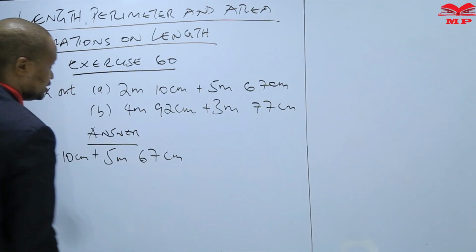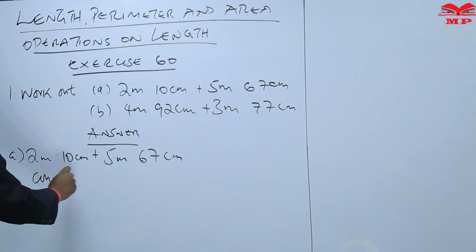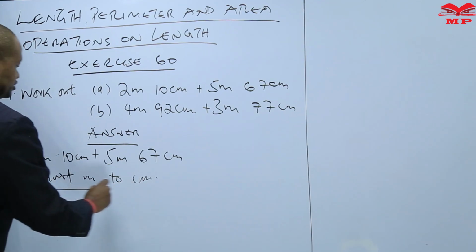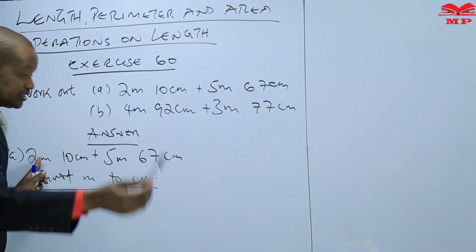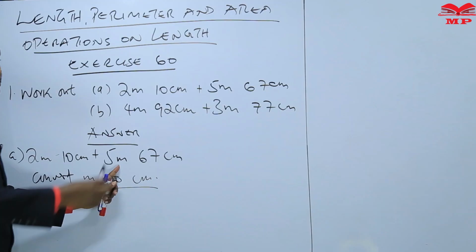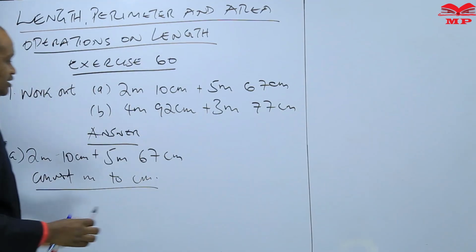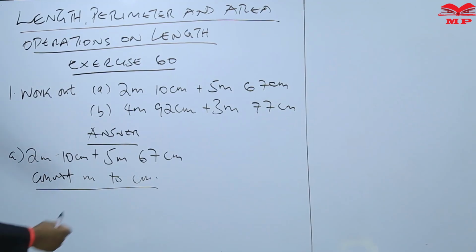So step number 1 is to convert meters to centimeters, then we will add. So in the first case, we have 2 meters. We are going to convert 2 meters to centimeters, then we convert 5 meters to centimeters, then we will be in a position to add the units. So first, 2 meters to centimeters.